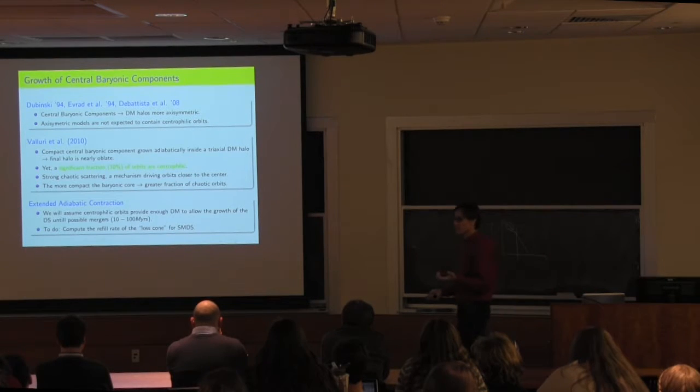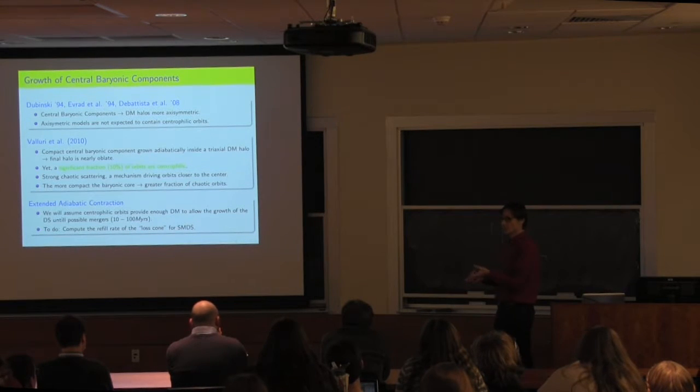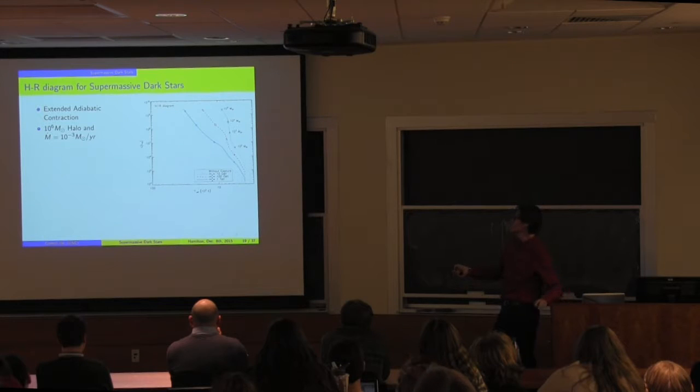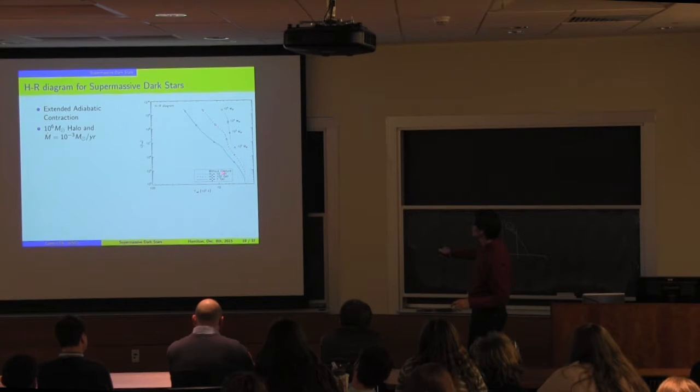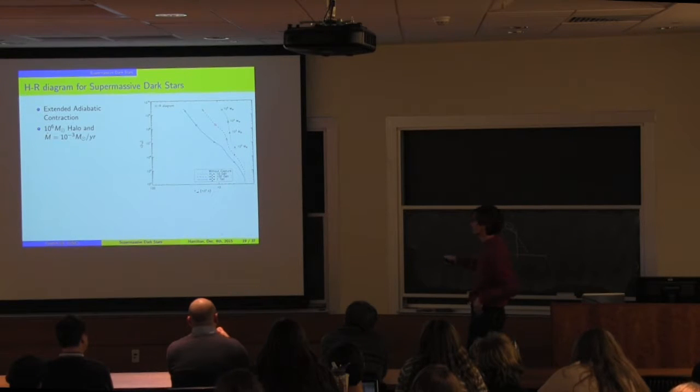Of course, this is a very simplified assumption, and what one should do is a numerical simulation to see how the orbits refill the loss cone. That's an extremely challenging task because of the resolution needed for numerical simulations. However, let's just see the HR diagram in the case of extended adiabatic contraction for different WIMP masses ranging from 10 GeV to 1 TeV. And as you can see, those are the evolutionary tracks in the HR diagram. Luminosity here, effective temperature there, as we have seen before.